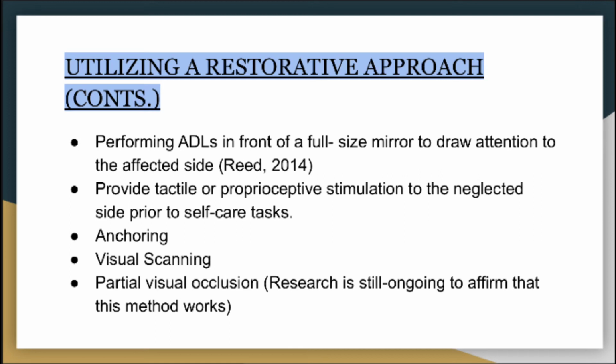Another method is anchoring. Anchoring is another restorative approach during which the client is instructed by prompting to scan to the affected side by providing visual cues like bright sticky notes or colored tape. We can train the client to scan using the mental imagery of a lighthouse panning back and forth to the anchor, just like in a lighthouse. We can give that mental imagery while they practice turning left to right.